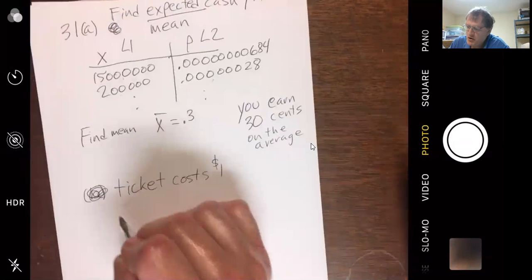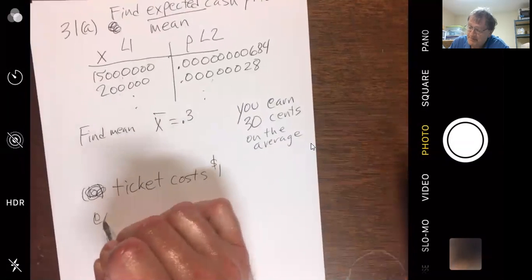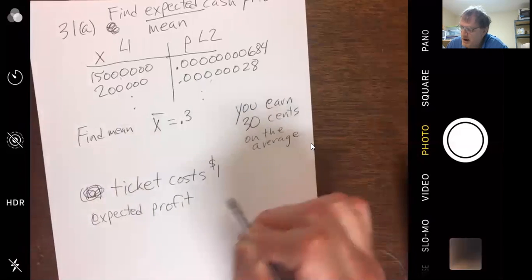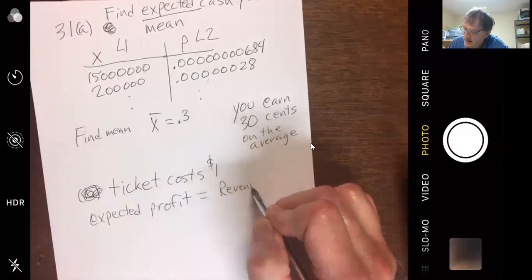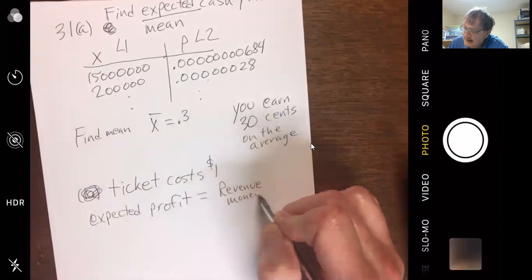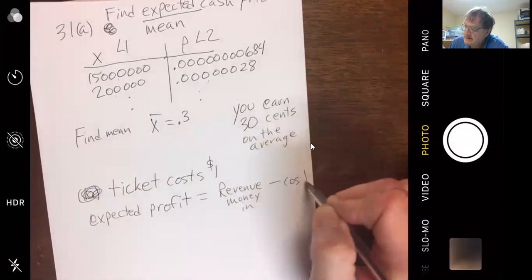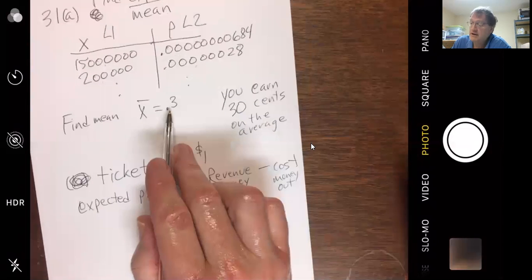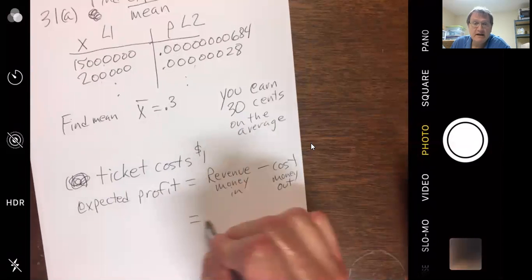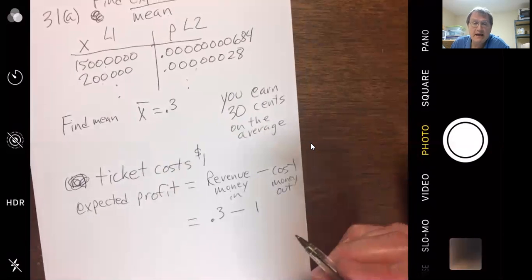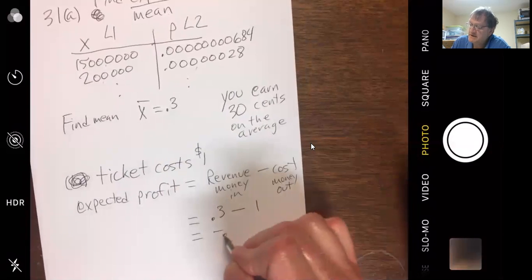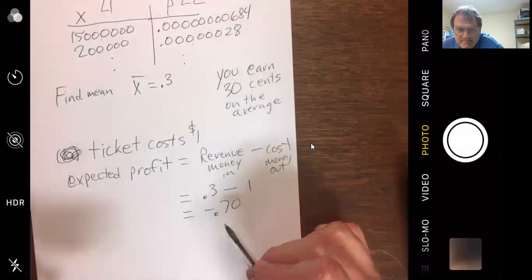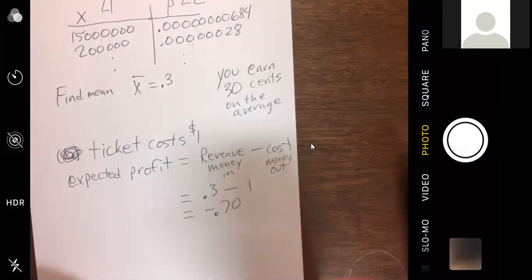All right, so what is your mean profit or expected profit? Well, if you know any basic business, your profit is your revenue, money in, minus your cost, money out. Well, this is the revenue in. You're earning 30 cents, and it cost you $1 to play. Can you tell that's negative 0.7? You're losing 70 cents every time you play on the average.